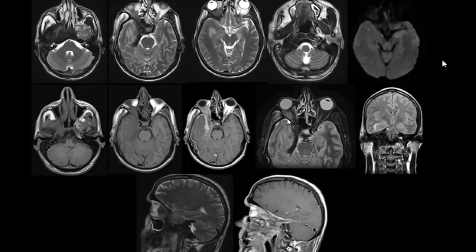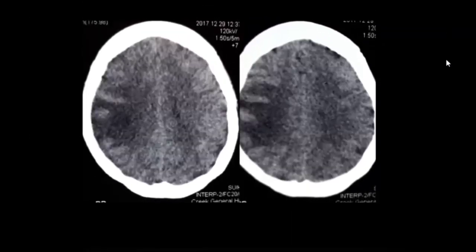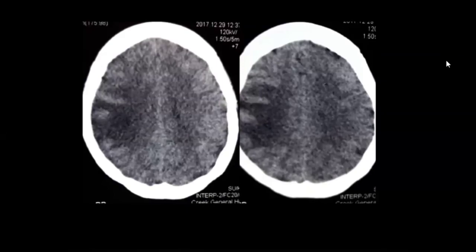There was extension of these signals within the orbit on this side, which we can appreciate here. There was extension into the fat at the base of the skull. All the fat planes are obliterated, including the infratemporal fossa and pterygoid muscles. So this was a case of fungal sinusitis with skull base osteomyelitis and extension into the brain.